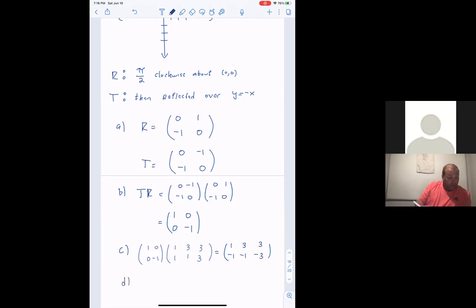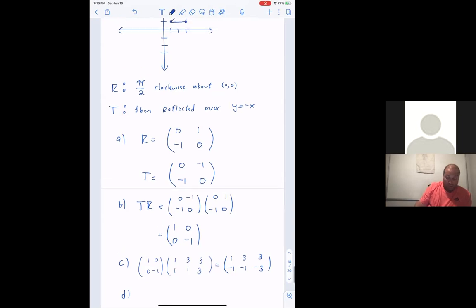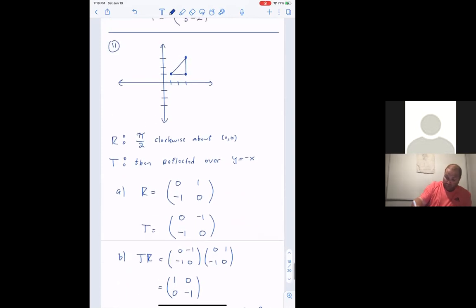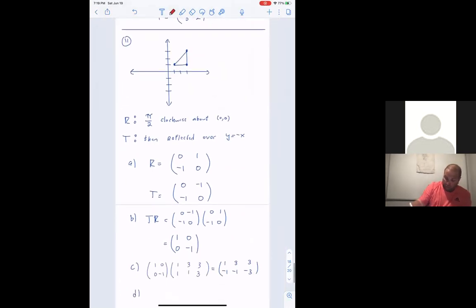And D, from a sketch or otherwise, describe the single transformation represented by RT. That's got to be a mistake, because why would it ask for RT if the whole time it's done TR? But they don't say it's a mistake. Or maybe they want both. Let's do this one first. So where do I end up? I end up at 1, negative 1, 3, negative 1, and 3, negative 3. So this is my overall.